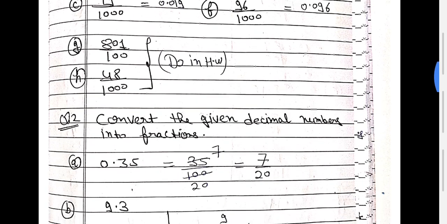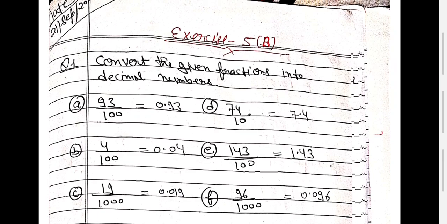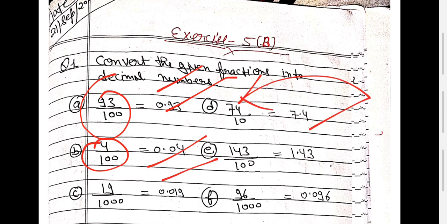Okay, now come to the second question. Convert the given decimal number into a fraction. Now the question is the opposite. In the previous question a fraction was given and we had to make it a decimal. In the next question a decimal is given, and you have to write it as a fraction.